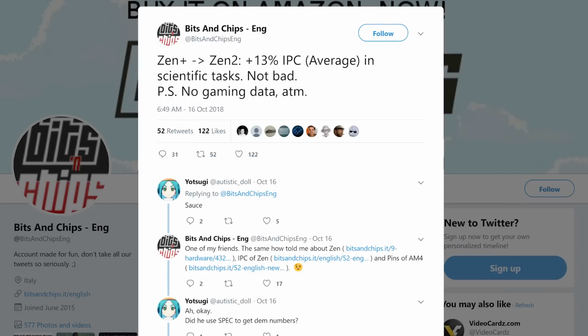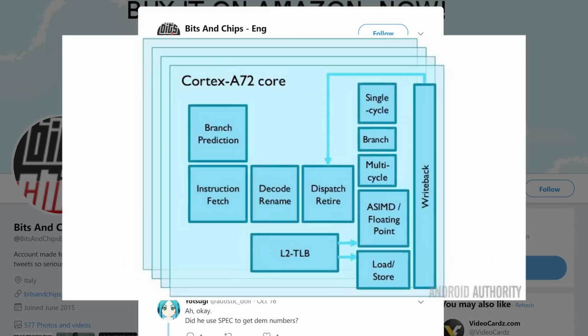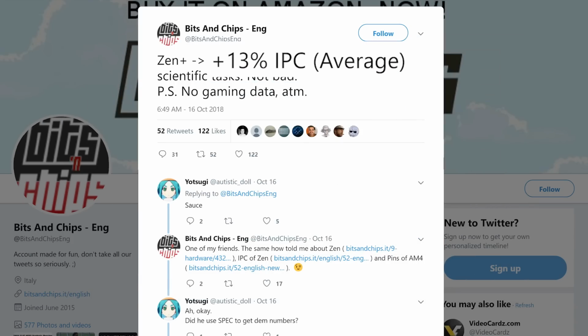Notice he also said specifically in scientific tasks. That's important because instructions per clock are completely application dependent. It varies on how well a given application can utilize the architecture, so that 13% is an average, and it can be different in games and actually will be on a per game basis. But regardless, this is great news. A 13% IPC increase is huge for a single generational change. Intel certainly hasn't done anything like that in a long time.